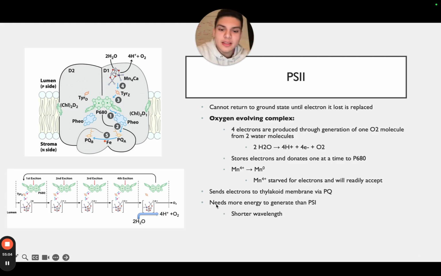So this needs more energy to generate than photosystem 1, and therefore that's why it's a shorter wavelength. That's why we see photosystem 680, right? P680, not P700. And we know that, just a little physics brief overview, wavelength and energy are inversely related. So shorter wavelength, higher energy. Longer wavelength, lower energy. So they're inversely related. So just a little physics brief.